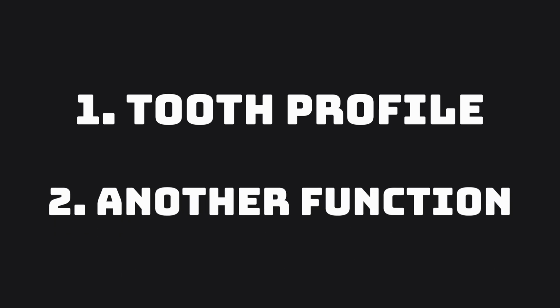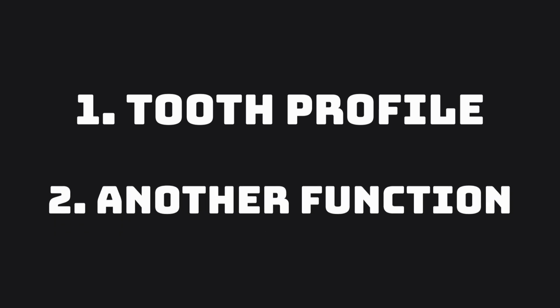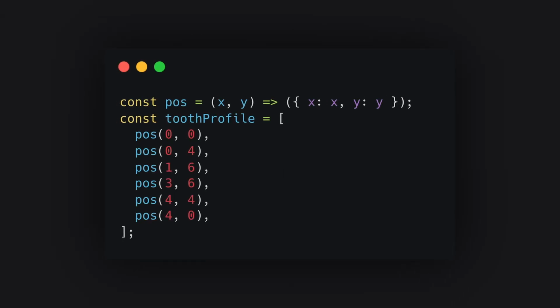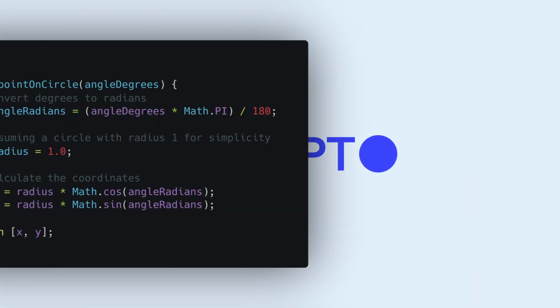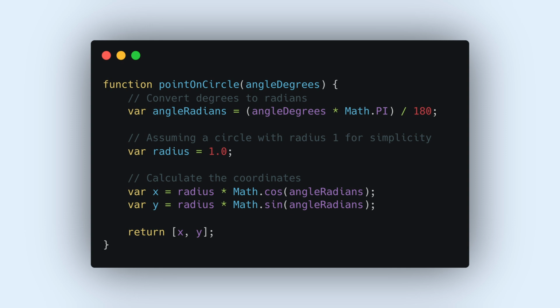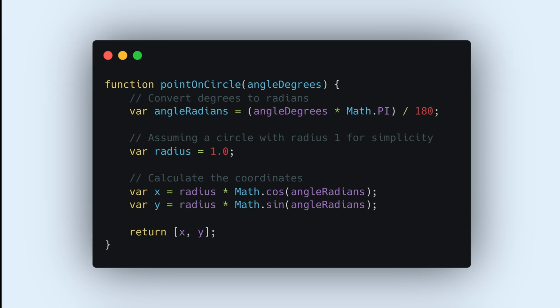To do this, I needed to make a few things. First, I needed to make a tooth profile shape, which is basically just an array of vectors. And the second thing I needed to make was a function that takes an angle and the radius as arguments, and then returns a vector position on the circumference of a circle. Number one was pretty easy to do by myself. Number two was better for ChatGPT, and it handled it perfectly this time. It turns out that it's better at doing math than drawing gears.